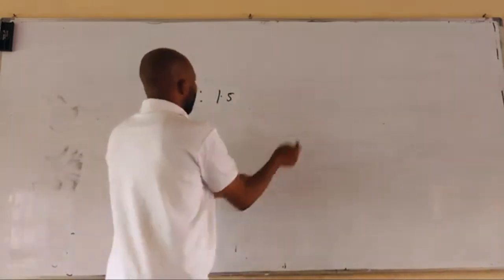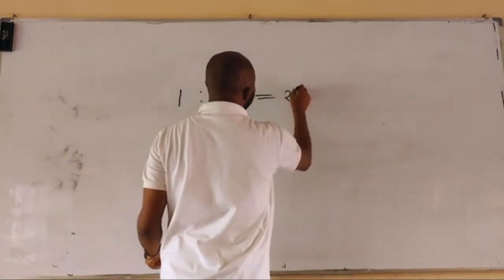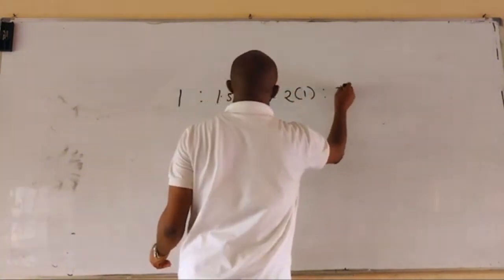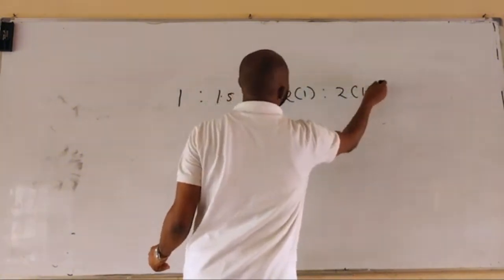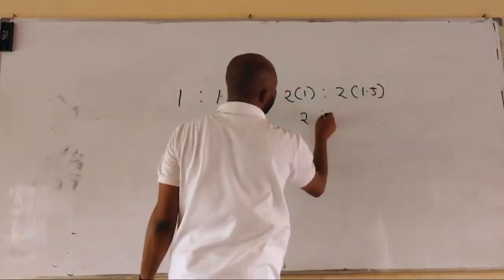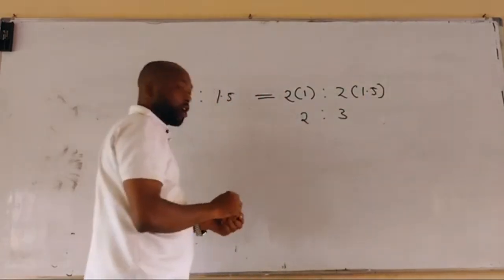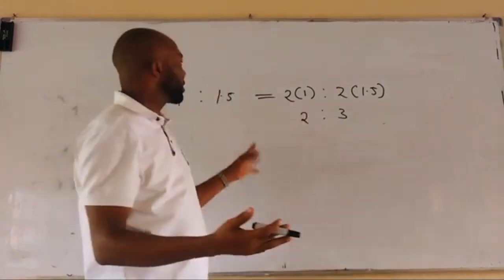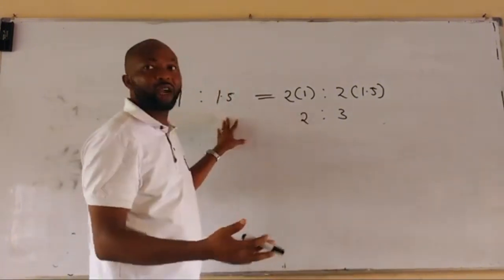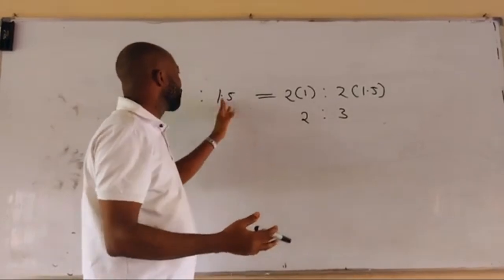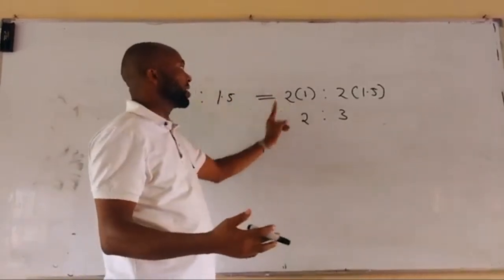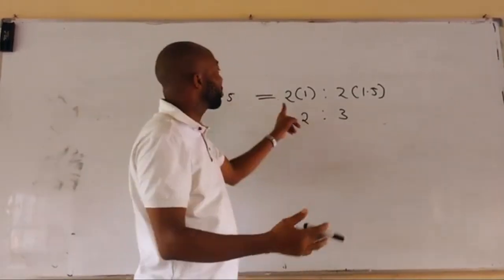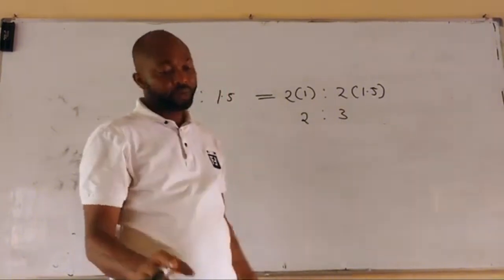This is equivalent to saying 2 times 1:1.5, which means we'll be having 2:3. So in all the cases, when we solve questions, you will see the differences. In all the cases that we have our ratio in this form, we should always multiply that with 2.